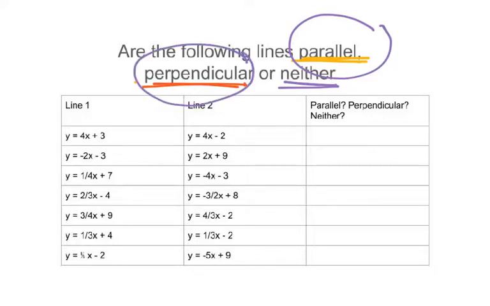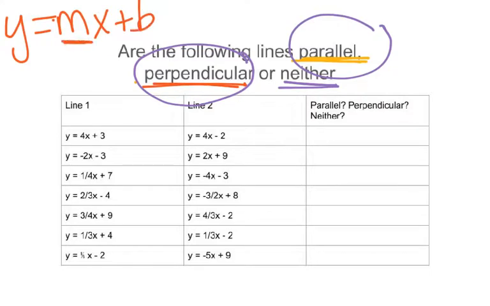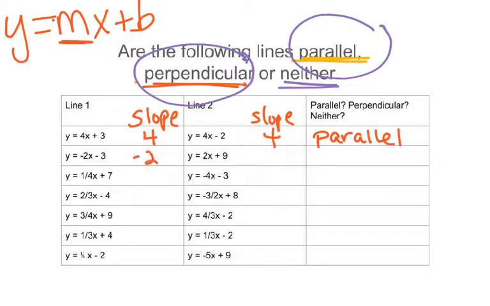So what we need to look at is the slope. So remember, in y equals mx plus b, the number in front of the x is the slope. So in line 1, the slope is 4. In line 2, the slope is 4. They are the same. So these two lines are parallel. In the next one, this slope is -2. This slope is 2. They're not the same. They're opposites. But they have not been flipped.